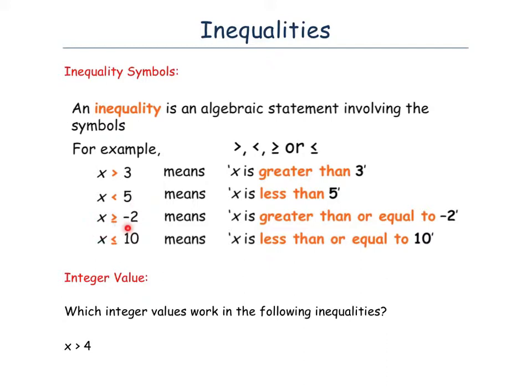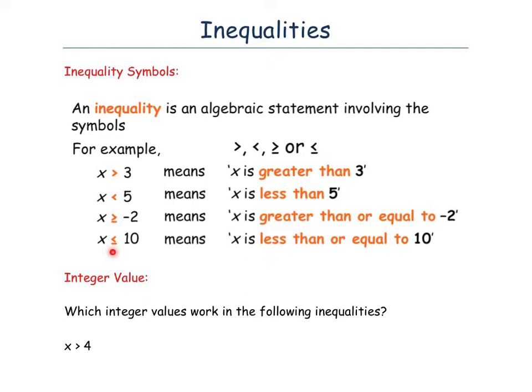X is greater than or equal to minus 2. Now you'll notice this is different to the two above in the fact it's got this line underneath it, and this means that it could be equal to minus 2. So we're looking for any value that is minus 2 or more. So minus 2, minus 1, 0, 1, 2, 3, etc. X is less than or equal to 10. So yet again we've got this equals bit, which means we want any value that is less than or equal to 10. So it could be 10, 9, 8, 7, 6, 5, 4, etc.